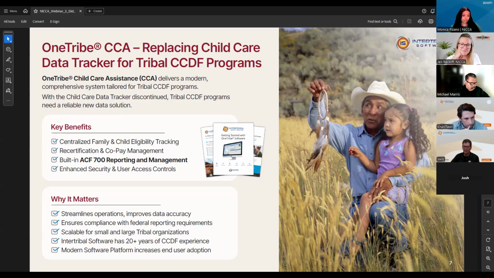We actually have the ability, if somebody is currently on Tribal Data Tracker, to do a direct export of the data out of that system and into our OneTribe CCA system. And then in our second webinar, we did the demo and basically walked through some of the different components of the CCA program, how it works with providers and families and children, and then how we manage provider claim tracking and payments. And so that was in our second webinar.